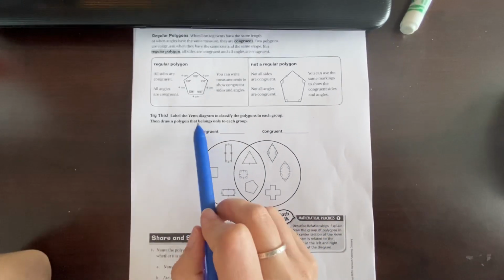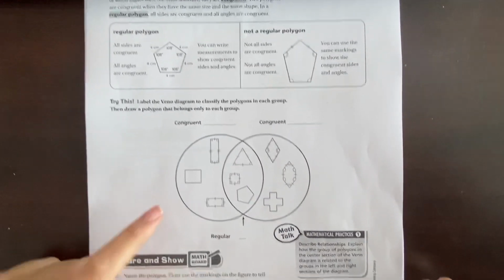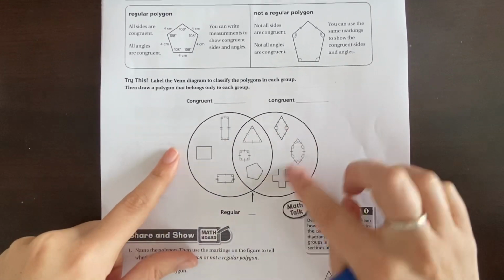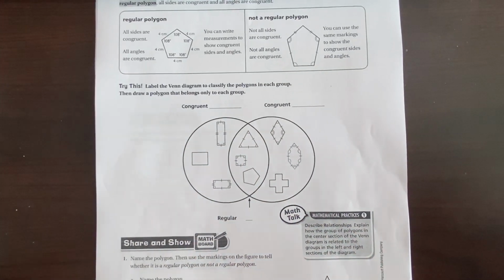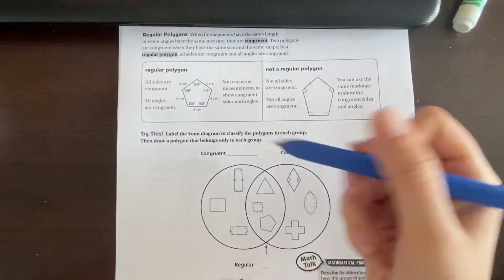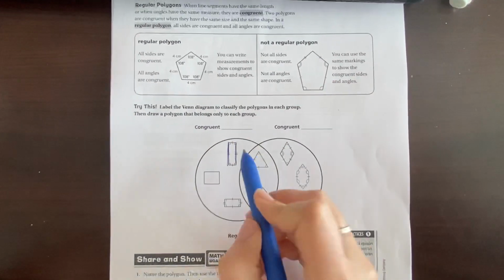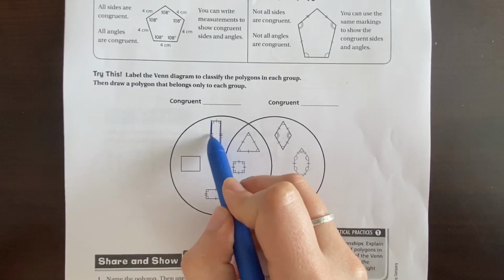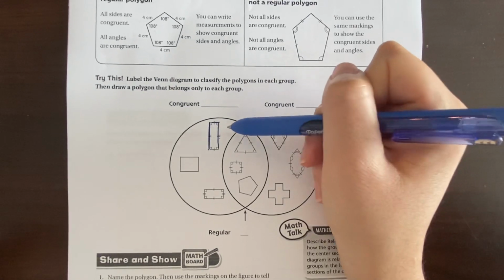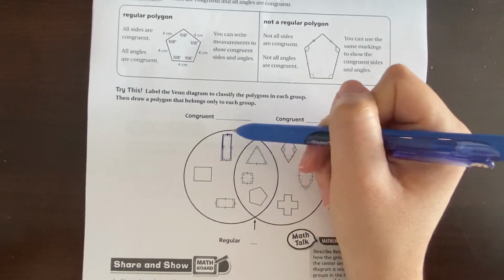So it says label the Venn diagram to classify the polygons in each group. So here I have congruent, which I mean is the same. So all the ones in this circle are congruent something and all the ones in this circle are congruent something. So let's take a look. Does this circle here all have the same side length? So this right here you can see is long and long. I know that these 2 sides are the same because they both have 2 lines, but this line right here looks a lot shorter, so I can tell that the sides are not the same length because this one only has 1 line and this one has 2. So I know these are not the same sides.